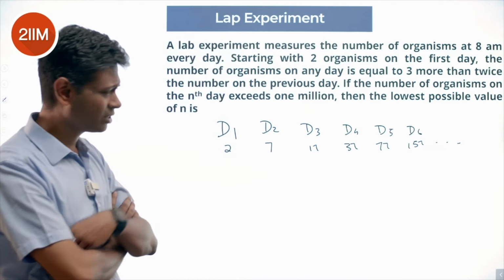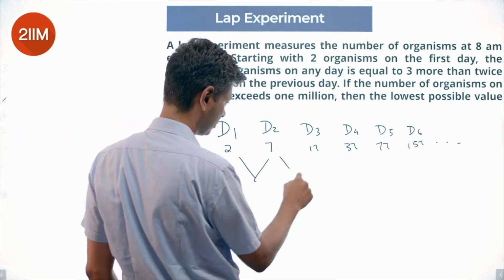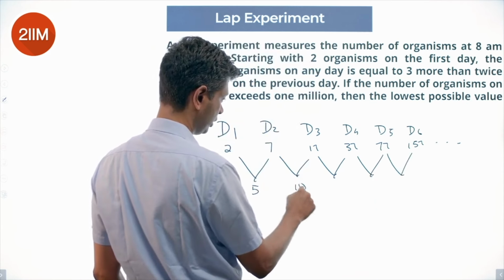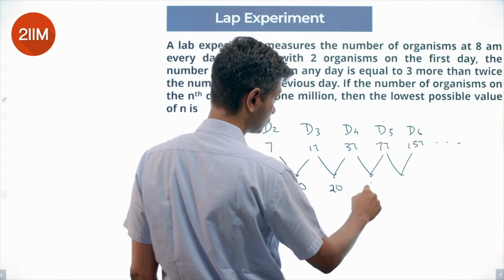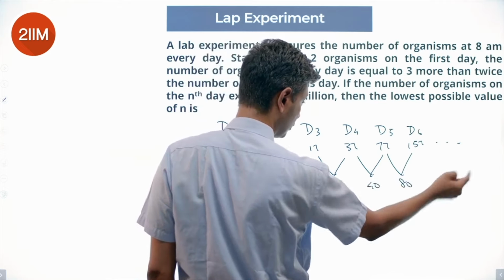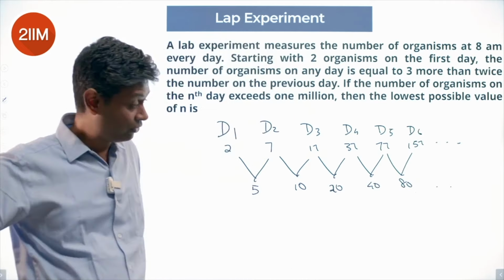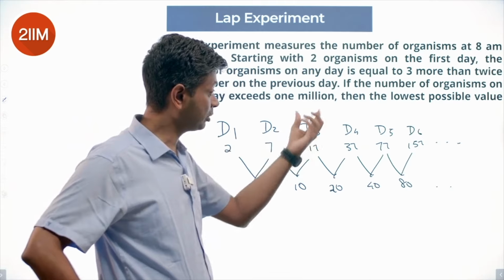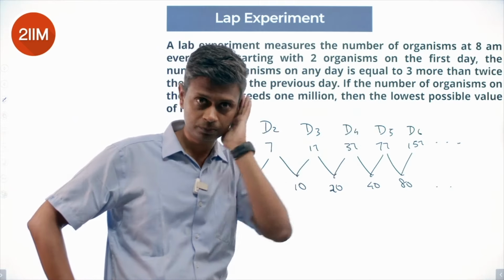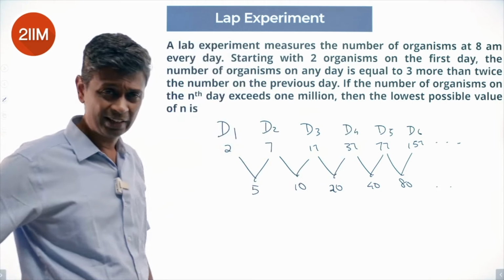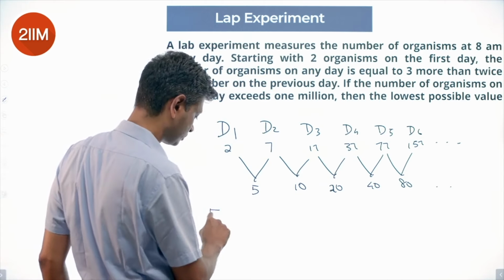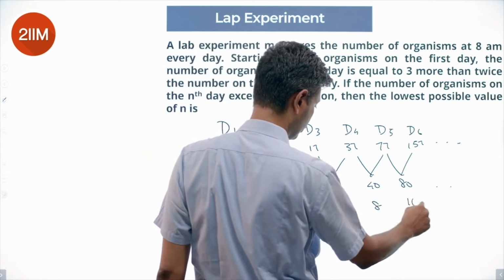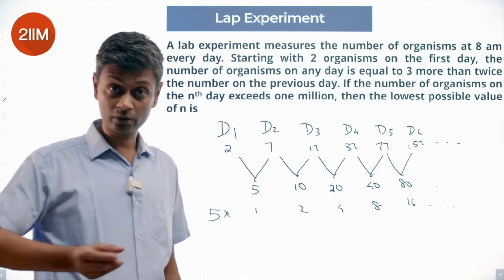In a lot of these questions, it really helps to ask, what is this difference? It's a first order difference. This is 5, 10, 20, 40, 80, and so on, which is nice. The difference keeps doubling. This number plus 5, this number plus 10, this number plus 20, this number plus 40, this number plus 80, and so on. Now I take out a 5: 5 into 1, 2, 4, 8, 16, and so on. This is a geometric progression.